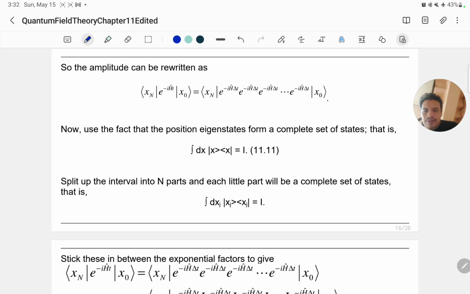Now recall the fact that the position eigenstates form a complete set of states. So if you recall in quantum mechanics, you have this one, that's just equal to 1, or the identity matrix. So again, we split up the interval into n parts, and each little part will be a complete set of states. That is this one.